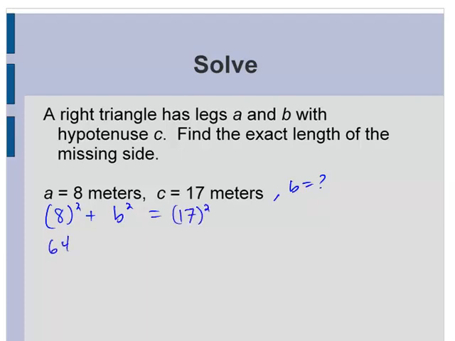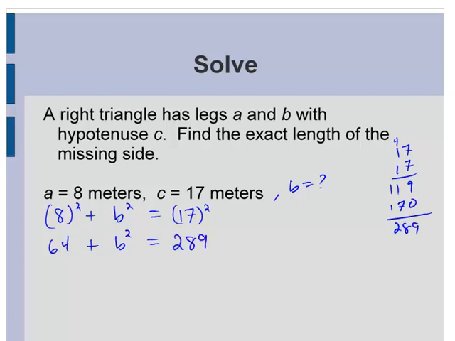So then 64 plus B squared equals 17 squared. Now we didn't do this one on our sheet, so let me multiply that out real quick. That would be 49, carrying a 4, 11, 0. That would be 289.